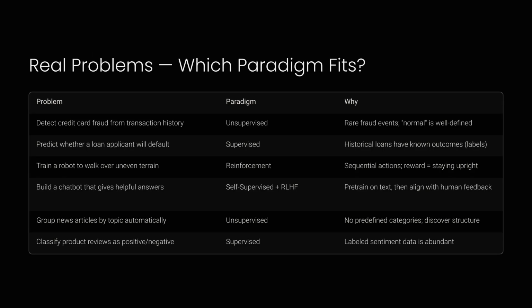Applying this, detecting credit card fraud is unsupervised because fraud events are rare. Predicting loan defaults is supervised due to historical labeled outcomes. Training a robot uses reinforcement learning. And building a helpful chatbot requires self-supervised pre-training combined with RLHF.